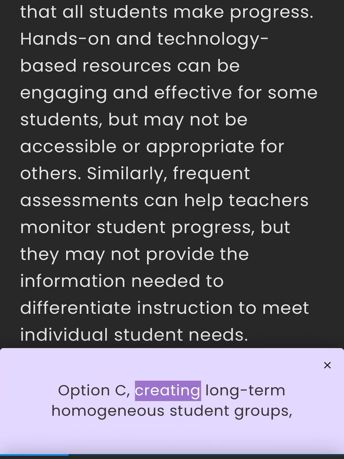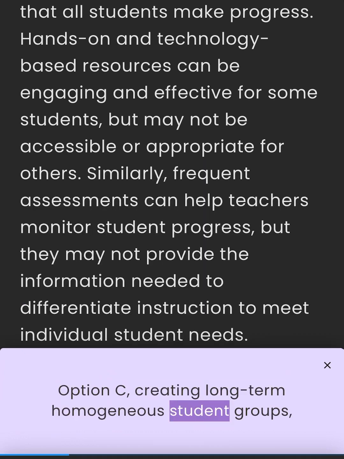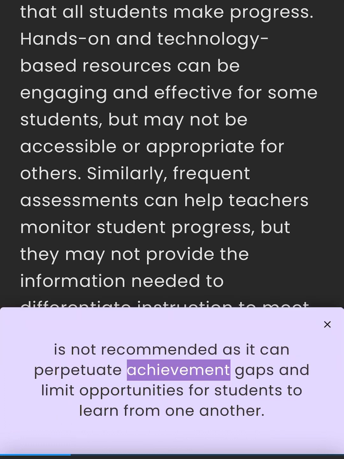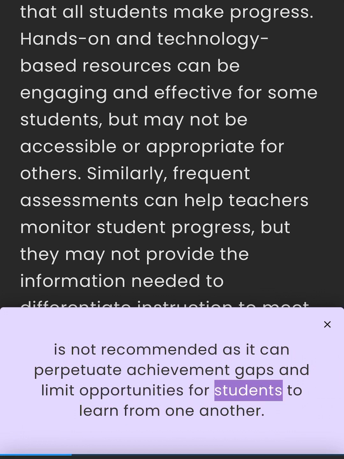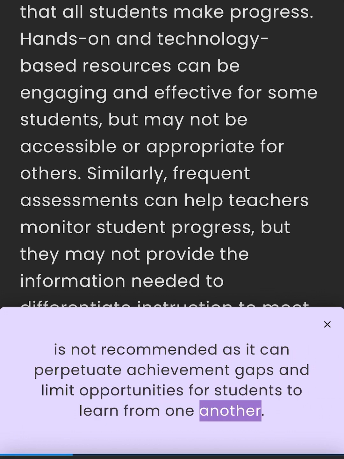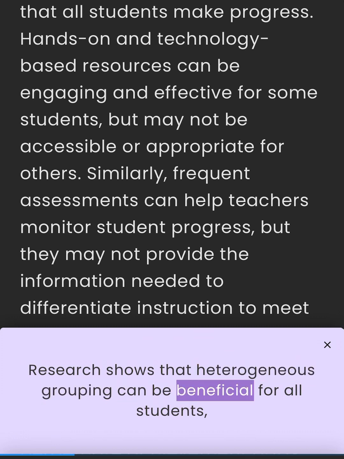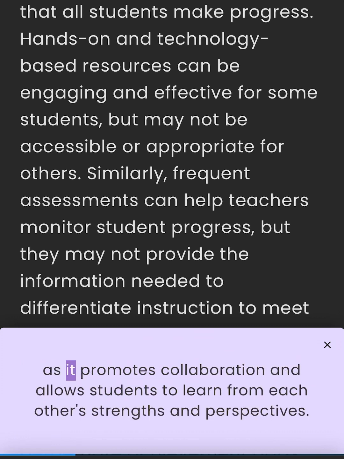Option C. Creating long-term homogeneous student groups is not recommended as it can perpetuate achievement gaps and limit opportunities for students to learn from one another. Research shows that heterogeneous grouping can be beneficial for all students, as it promotes collaboration and allows students to learn from each other's strengths and perspectives.